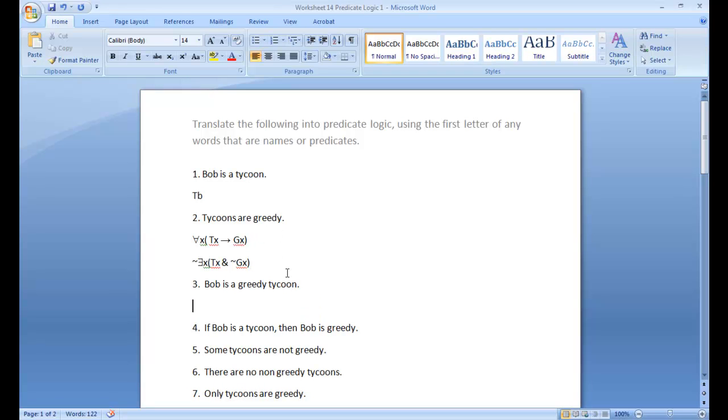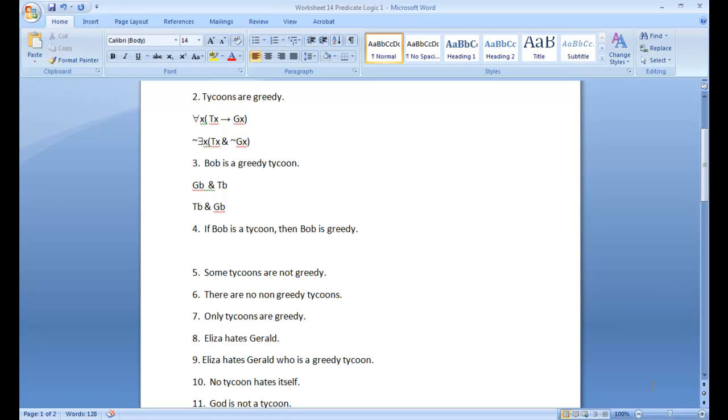So, Bob is a greedy tycoon. Well, here again we have two properties, and now we have the name Bob. So what does Bob is a greedy tycoon say? Well, in predicate logic, this says Bob has two distinct properties. Bob is greedy and Bob is a tycoon. So Bob is greedy, big G, little b, and Bob is a tycoon. Now you know that we have a rule of commutation that says that any conjunction A and B is logically equivalent to B and A. So if you had chosen to write it like that, you know those are logically equivalent, and so that would have been fine as well.